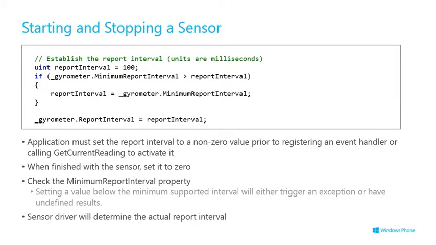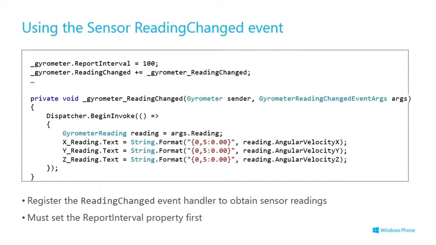So this is how you start and stop them. You have to set the report interval to a non-zero value before you register the event handler. Or there is another method we'll look at on the next slide, where you call get current reading. Both of those activate the hardware, and then when you're finished with the sensor, you can set that report interval back to 0, and that will stop it from operating.